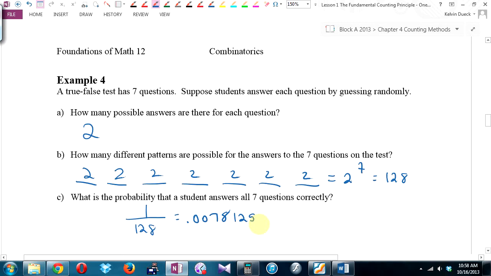Do you guys write true-false tests very often? Do you write multiple choice tests occasionally?